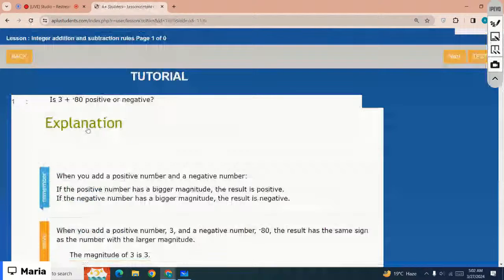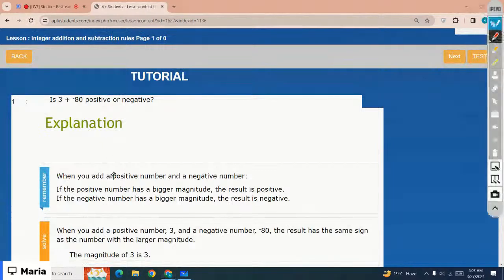Okay, the first example is 3 plus negative 80. Basically, integers are the numbers that are with a negative sign also, right? So we have to see if we add or subtract them, the result is either positive or negative. We have some rules when we are doing integer addition. You can remember these rules, they are very easy. When you add a positive and a negative integer, if the positive integer has the bigger magnitude, the result is positive. If the negative integer has the bigger magnitude, the result is negative, right?